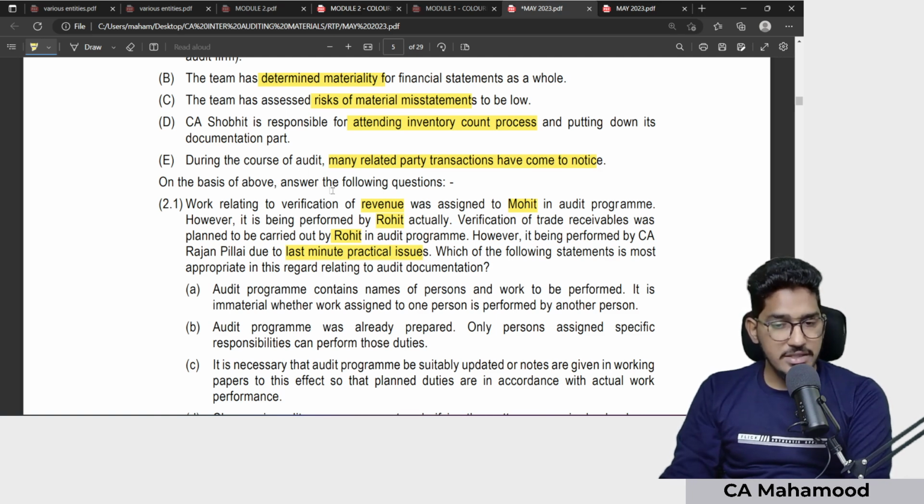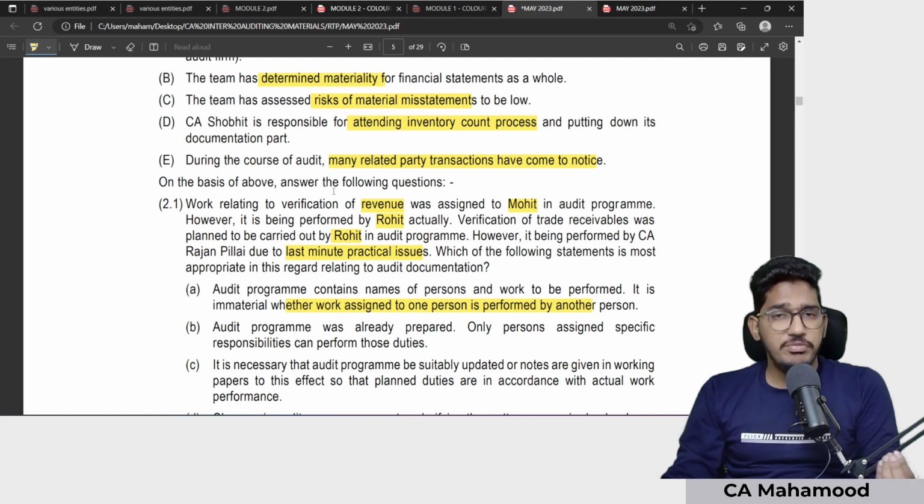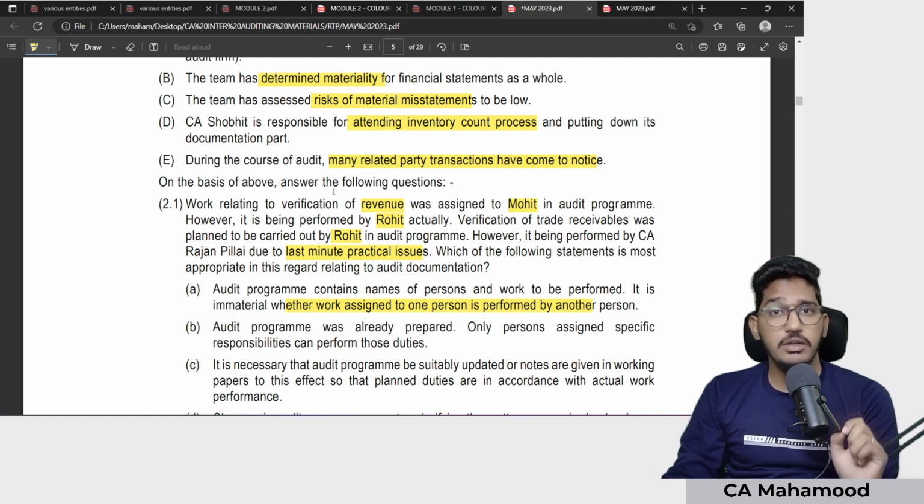Option A: the audit program contains names of works and work to be performed. It is immaterial whether work assigned to one person is performed by another person. Do you think it is immaterial? Who performed which work, we need not bother about it? We need to be bothered. We need to include it as a part of documentation. So option A is wrong.